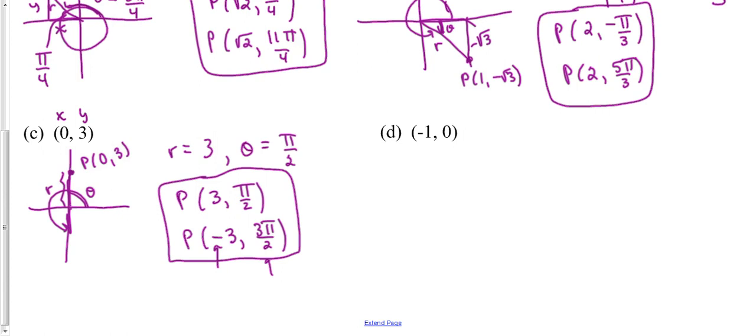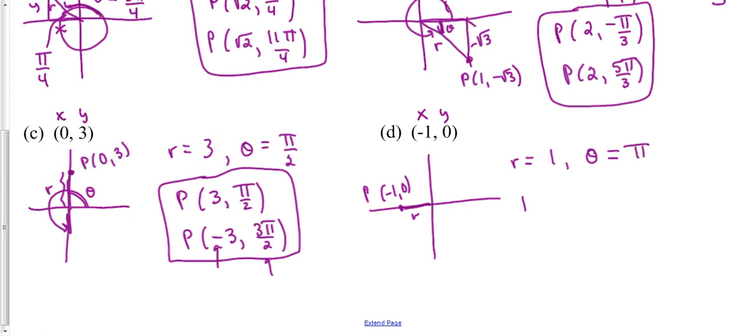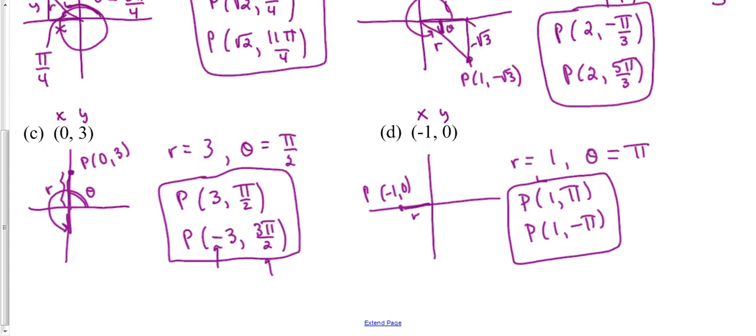Our final example is -1 comma 0, and this is going to be on the negative x-axis. So we're going to go over here, and this is going to be -1 comma 0. And again, by inspection, we can see that r is going to be 1 and theta is going to be pi. So one possible polar coordinate would be 1 comma pi. And we could also use 1 comma -pi. And of course, there are many different ways that you could come up with polar coordinates to express these rectangular coordinates.